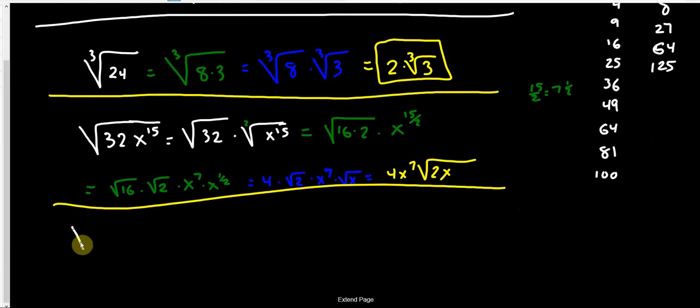Okay, so square root of 32x to the 15. Okay, well, I'm still going to have to try to break 32 up. I'm still going to break that into 16 times 2. Okay, but x to the 15, I could write that as x to the 14 times x to the first power. I don't have to show that. And then I have these pieces that I can do the square root of, and these pieces that are going to stay in the square root.